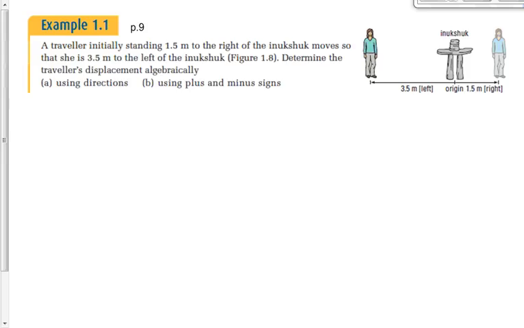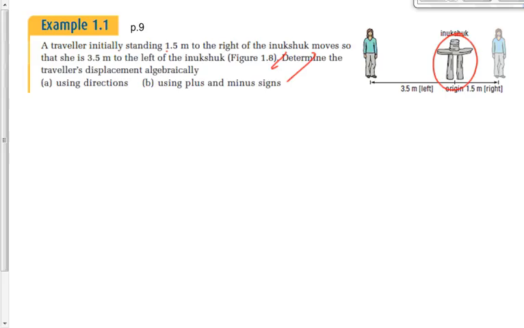Example 1.1, the first one in the book, page 9, says, a traveler is initially standing 1.5 meters to the right of the Inukshuk, which is kind of a statue made out of rock, right? First Nations people would build Inukshuks traditionally, but we do it too. We go to a riverbed and pile rocks up and build these little statues. She's initially standing 1.5 meters to the right of the Inukshuk. She moves so that she's 3.5 meters to the left of the Inukshuk. Determine the traveler's displacement algebraically using directions and plus and minus signs.